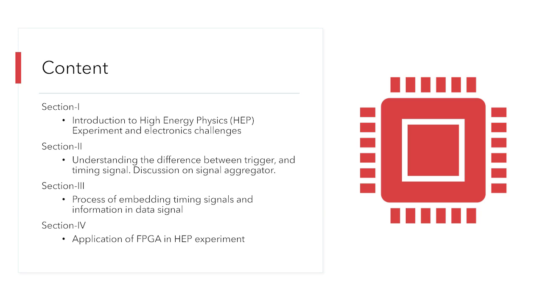The first one will be about an introduction to high energy physics experiments and electronic challenges, understanding the difference between trigger and timing signal, discussion on signal aggregator, and the third section, the process of embedding those timing signals and information in the data signal. And last but not the least, the application of FPGA in high energy physics experiments.